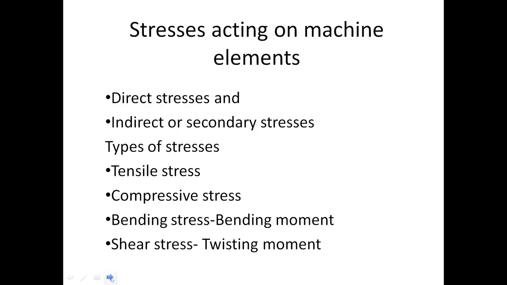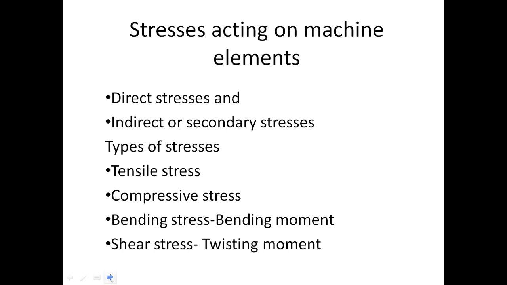In the first unit, the caption is stresses, various stresses acting on the machine elements. There are two types of stresses. One is direct stress and another one is indirect or secondary stress. In a machine element, these two types of stresses are acting whenever external load is acting on them. Other than this, stresses are classified as tensile stress, compressive stress, bending stress, and shear stress.